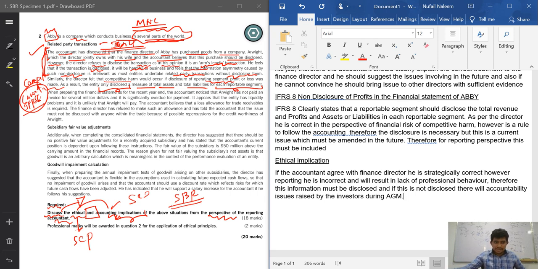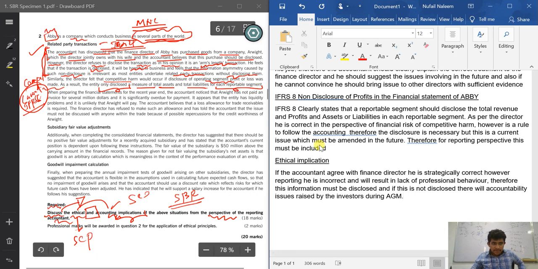Okay. Now, students, I'll just go through the next one also. When preparing the financial statement for the recent year, the accountant noticed Arvite has not paid the invoice for several million dollars. So I can see this term as materiality. What is that? Materiality. Strategic impact is there. And it is significantly overdue for the payment. It appears that the entity has a liquidity problem and it is unlikely that Arvite will pay the money. So there is an issue of bad debt. I can write here as bad debt.